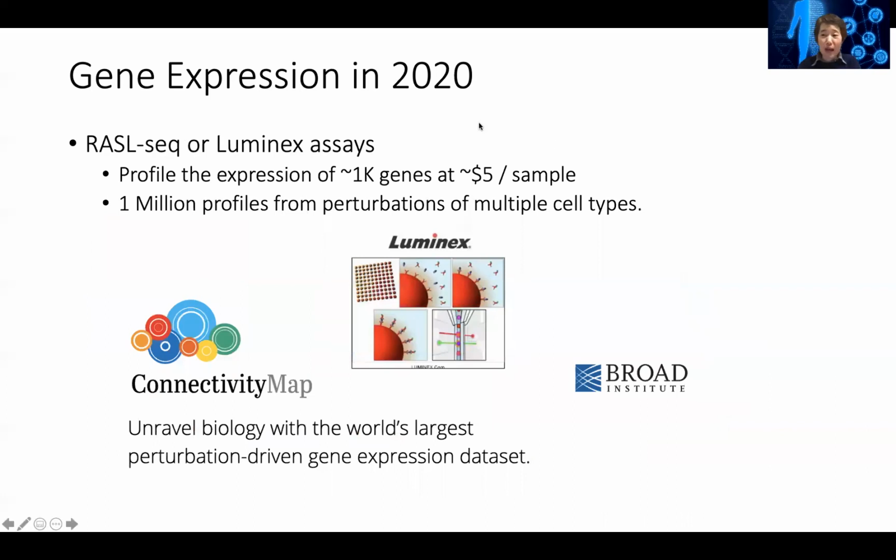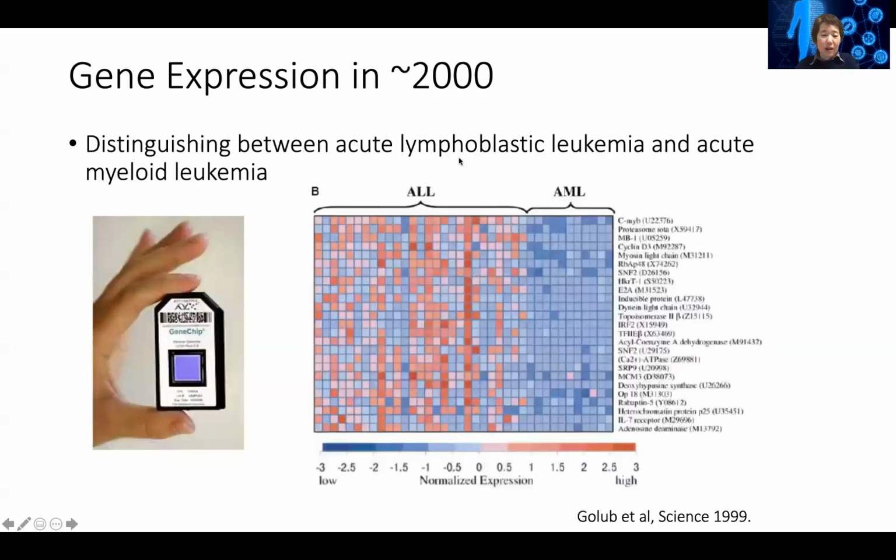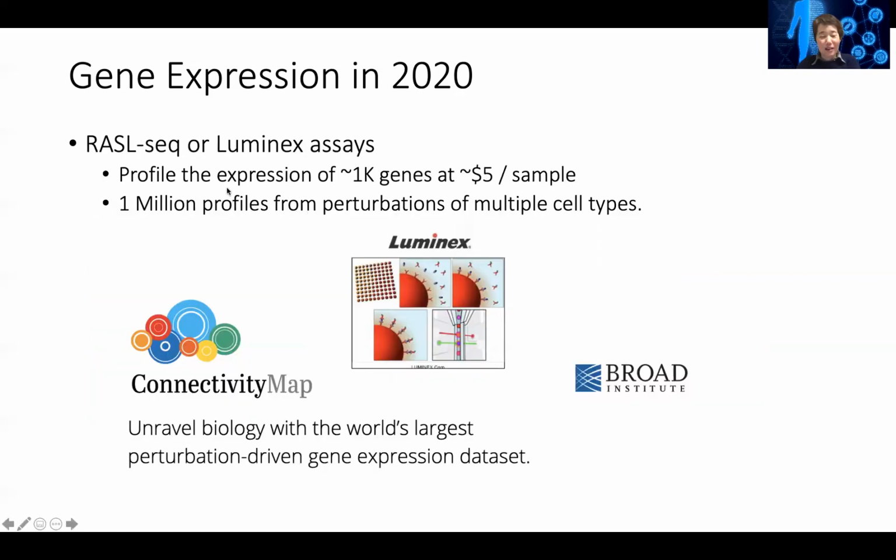And so if you look at gene expression in 2020, there are assays such as RASL-seq or Luminex assay. Basically, these are technologies that can profile the expression of about 1,000 important marker genes at very, very low cost. When the first Affymetrix microarray were invented, it cost close to $2,000. Then it dropped to $1,000 and then to a few $100s. But now you can see here with RASL-seq or Luminex, you can do this with a few dollars per sample.